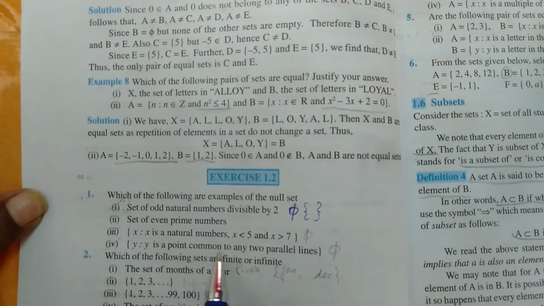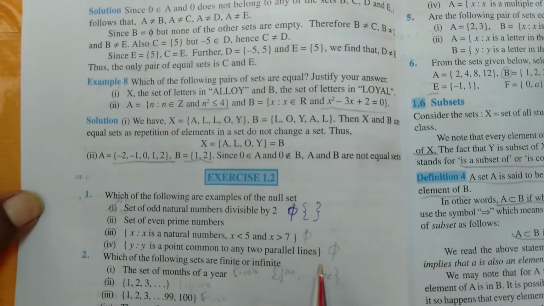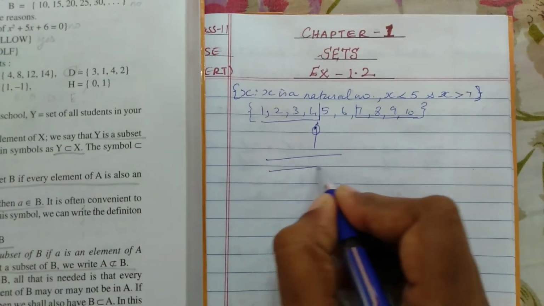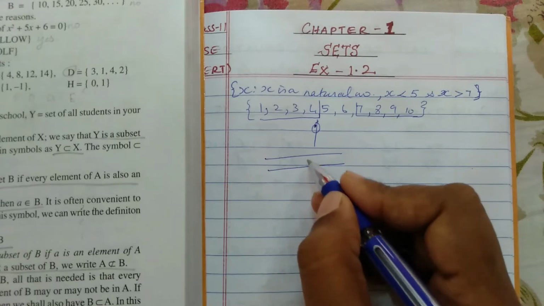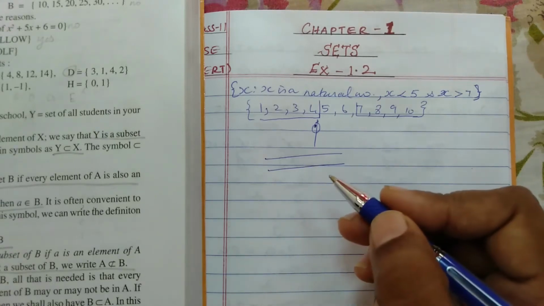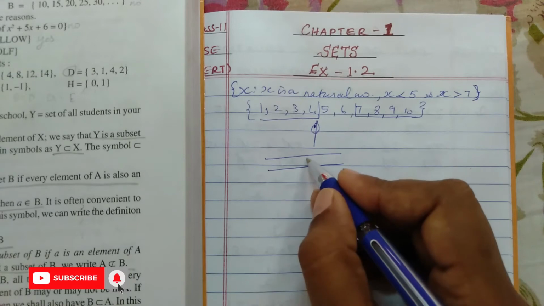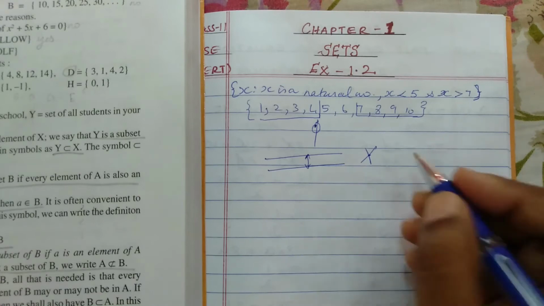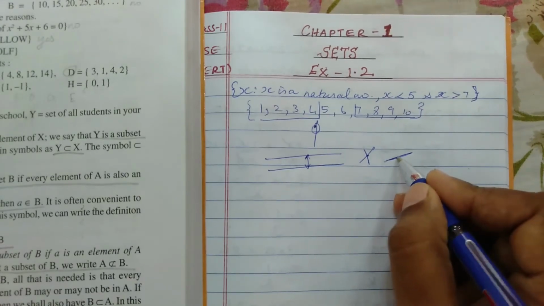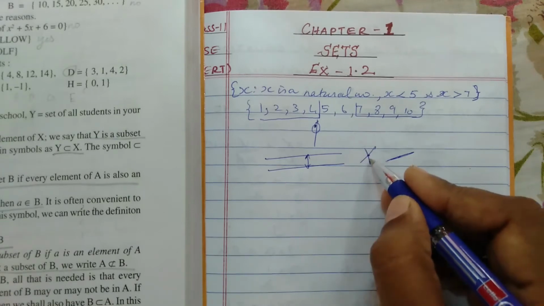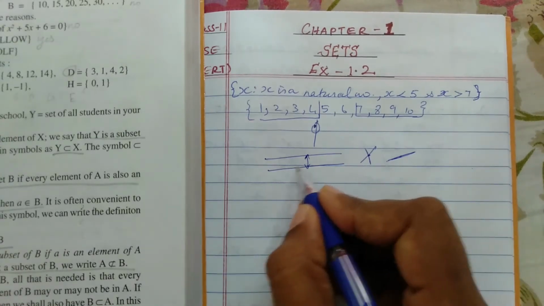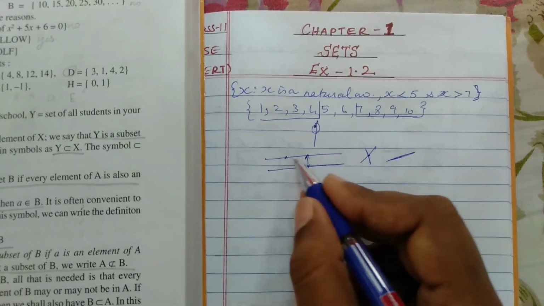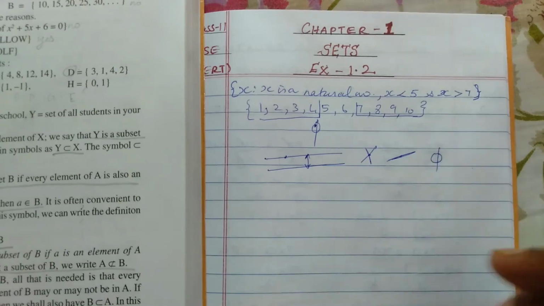The next one. y such that y is a common point to any two parallel lines. Now, this is a parallel line. Can you say that any point can be common to both? No, because parallel lines do not meet anywhere. Only when they meet, you can say that they have a common point, right? When two lines are coinciding, then you will have a common point. When two lines are intersecting, then they will have a common point. But when they are parallel, they cannot have a common point. It can either be here or here. It will be separated. So, therefore, this is a null set.